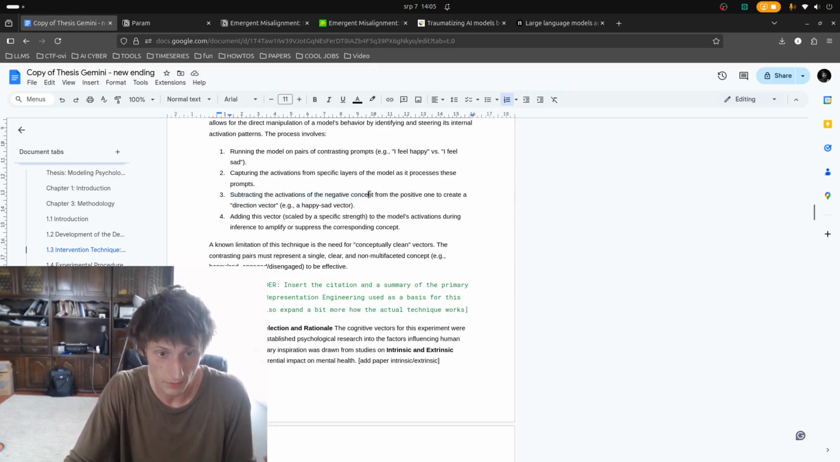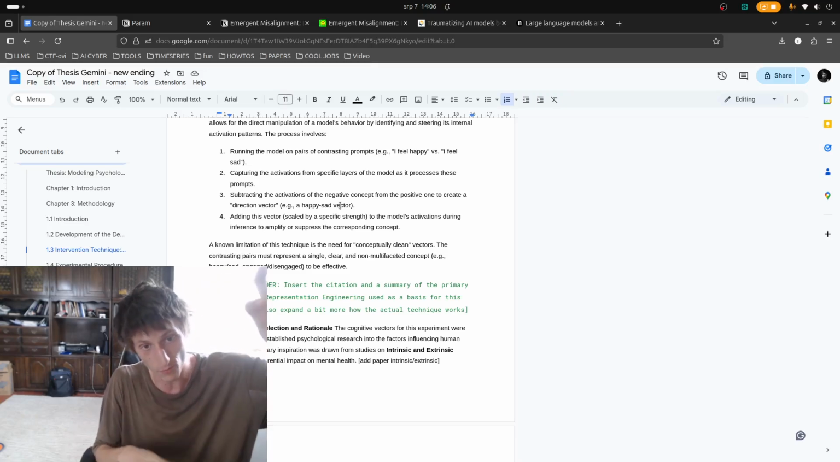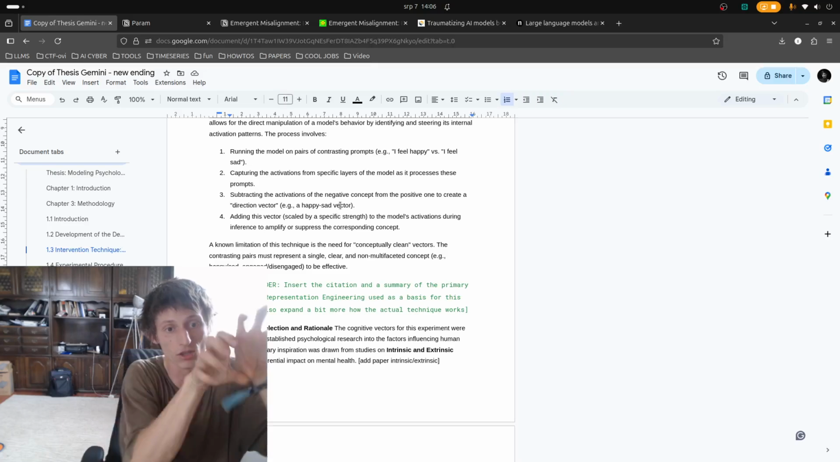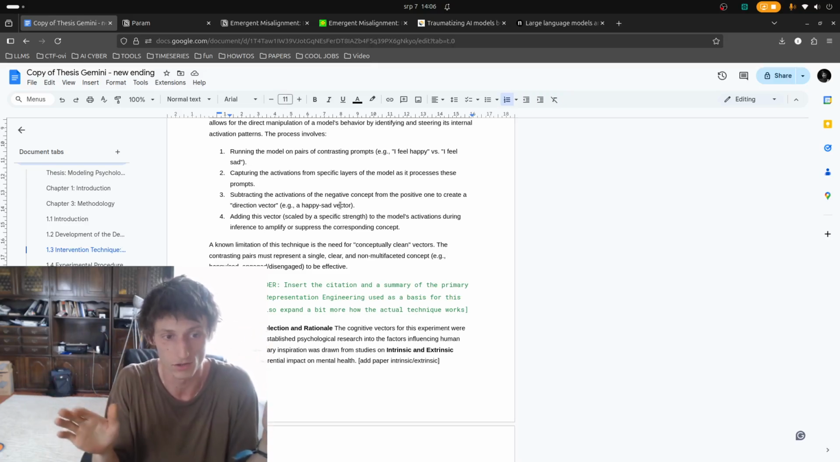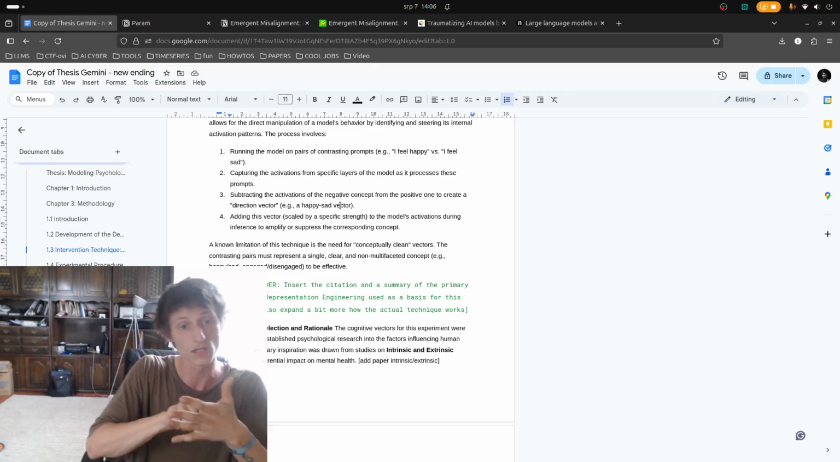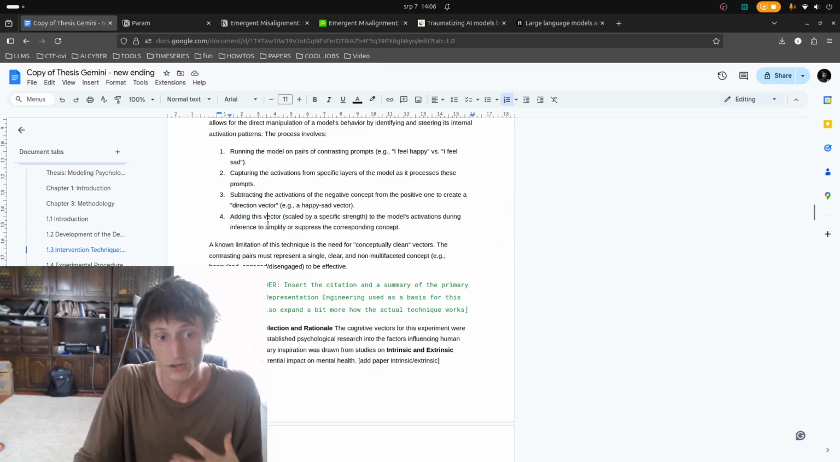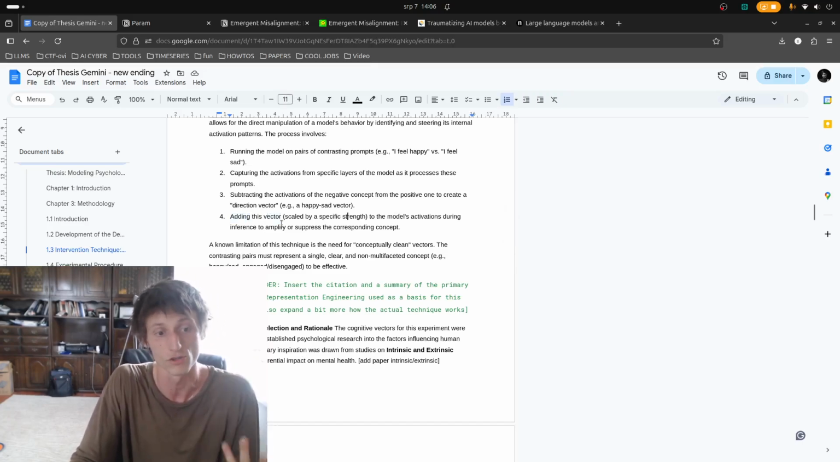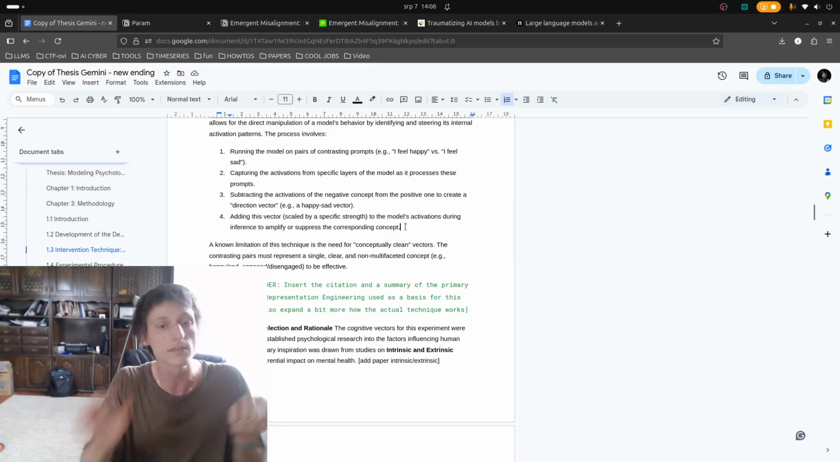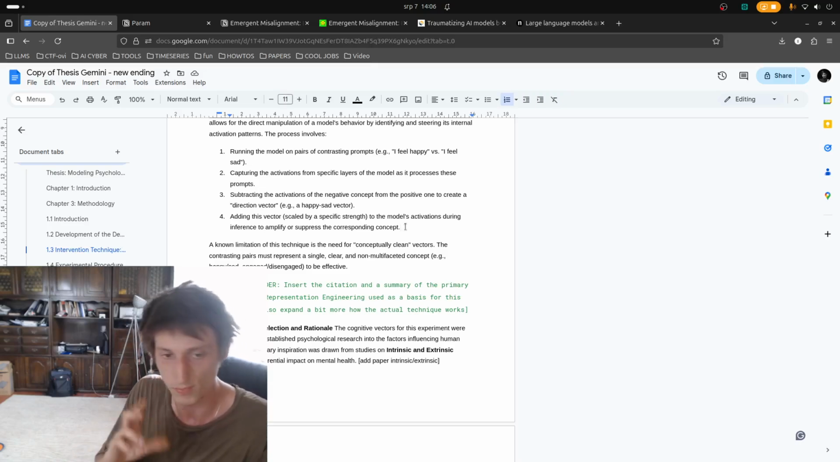You subtract the activations of the negative concept from the positive one to create a direction vector, e.g., a happy-sad vector. So we capture what's captured on the happy one and on the sad one, and we subtract those to get a direction. If we dial to the minus, it goes to the sad one; if we dial to the plus, it goes to the happy one. And then you add this vector, scaled by a specific strength, to the model's activations during inference to amplify or suppress the corresponding concept.